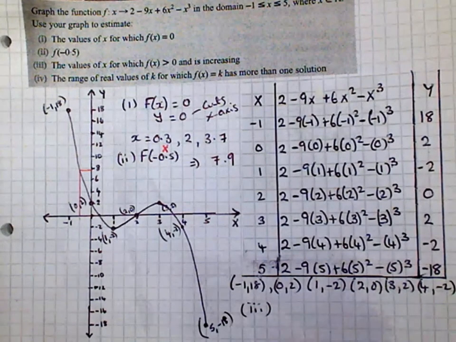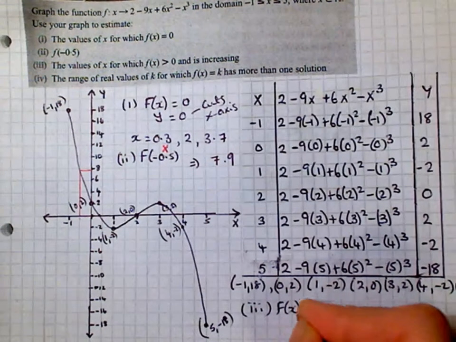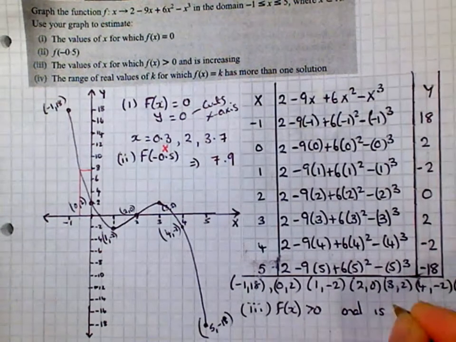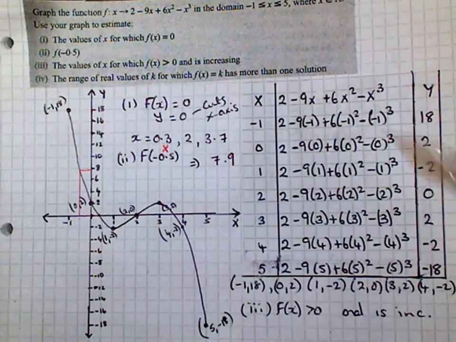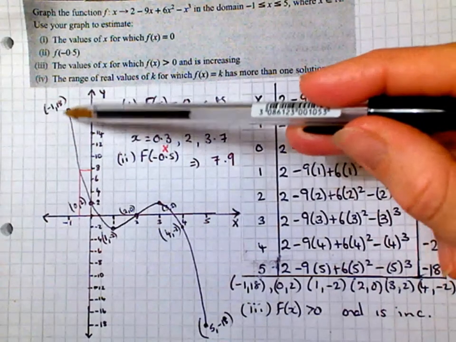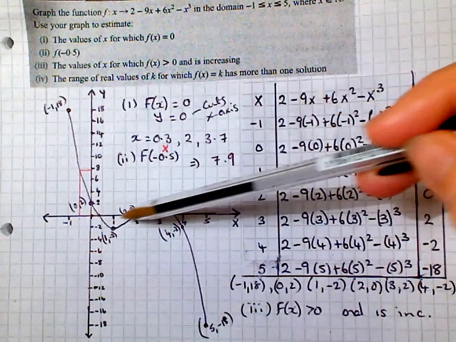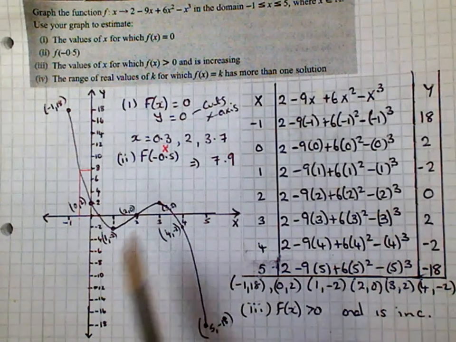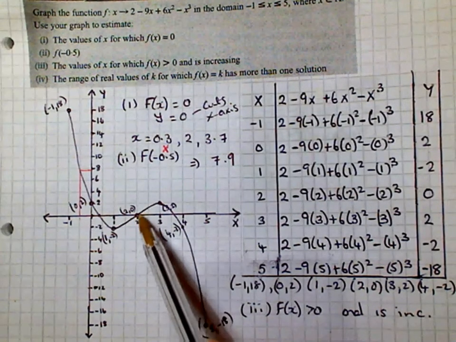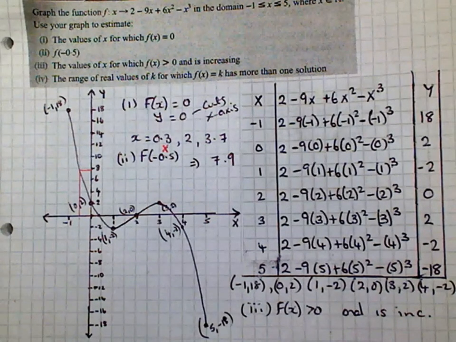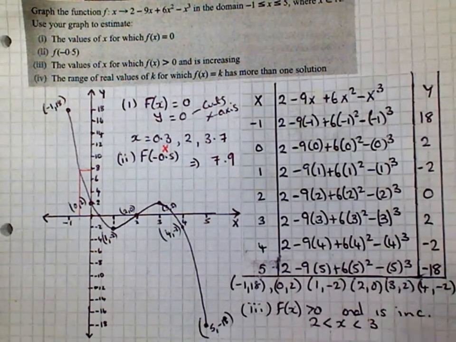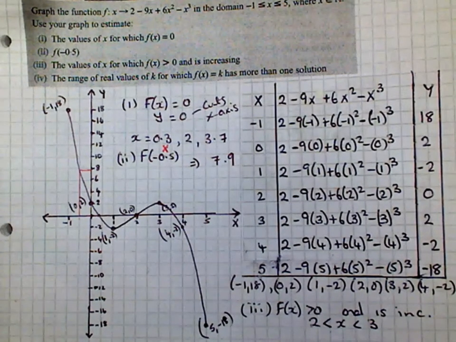Now, part 3 asks us, find the values of x for which f of x is greater than 0 and is increasing. That's important, increasing. So f of x, or the y value, is greater than 0, above the x-axis, okay? But here it is decreasing. So we're just talking about this little portion here between 2 and 3, and because it says greater than 0, our range is going to be x greater than 2 and less than 3.